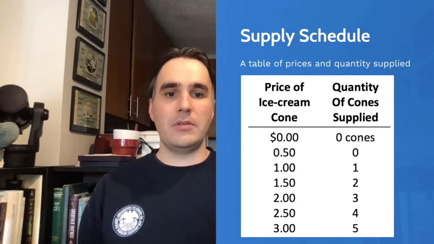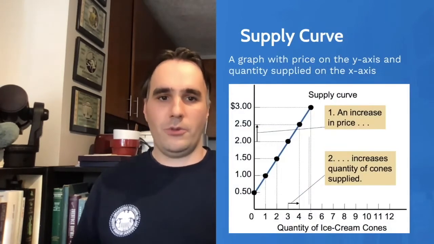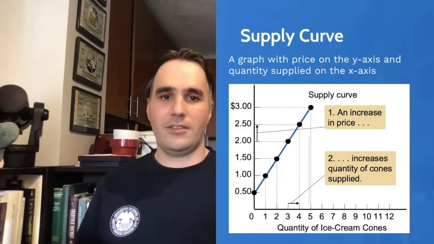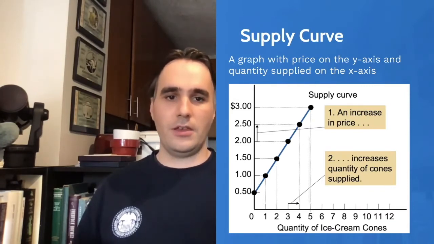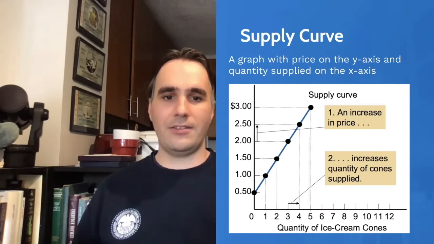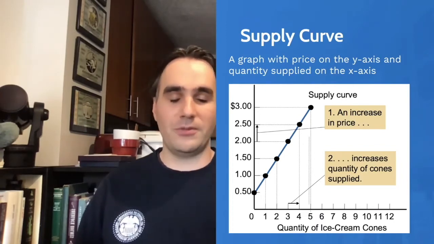The other way we can see this information is through a supply curve, just like the demand curve. So here it's just a curve, and we pick either a price or a quantity and get the other one. For instance, let's look at the price at $1.50 a cone. We can see the supplier wants to sell 2 cones.